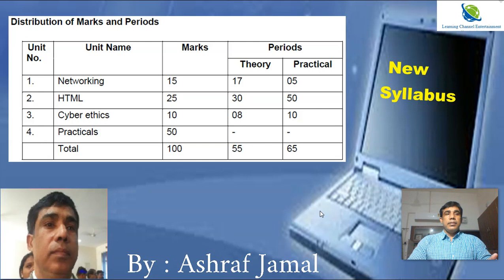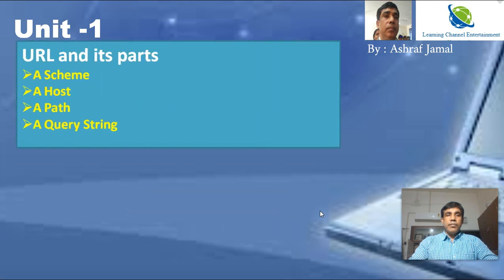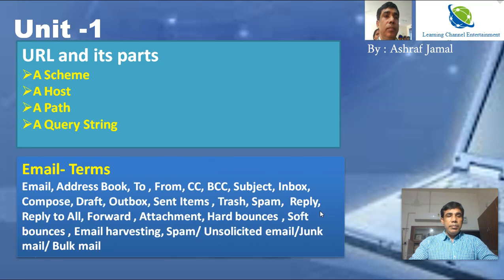So this is the distribution of marks and periods. This is according to the new syllabus. Networking, the marks is 15, HTML 25, cyber ethics 10, practicals 50 marks, and total 100. This is also the part of unit 1. The topic which I'm going to discuss today is URL and its parts. Then email terms. So these I'll discuss in this video today.